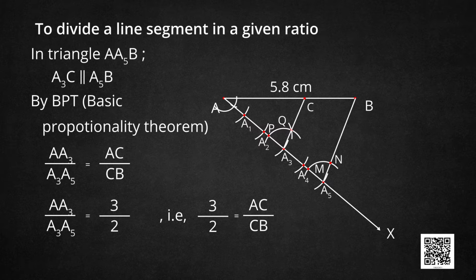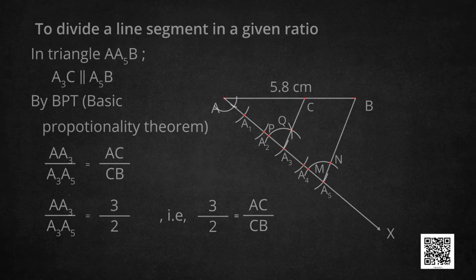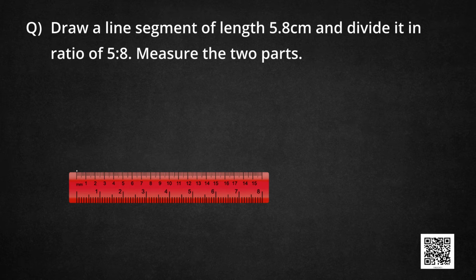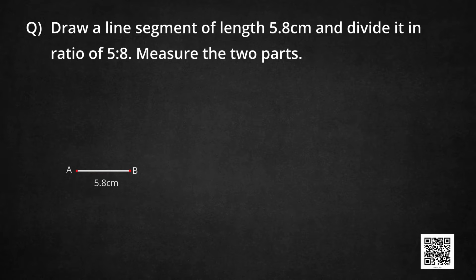Children, there is an alternate way of doing such a question. So let us do another question with the alternate method. Draw a line segment of length 5.8 cm and divide it in the ratio of 5:8. Measure the two parts. So let us first draw a line segment AB of length 5.8 cm. Now draw ray AX such that angle BAX is an acute angle. Here I have drawn an angle of 60 degrees.